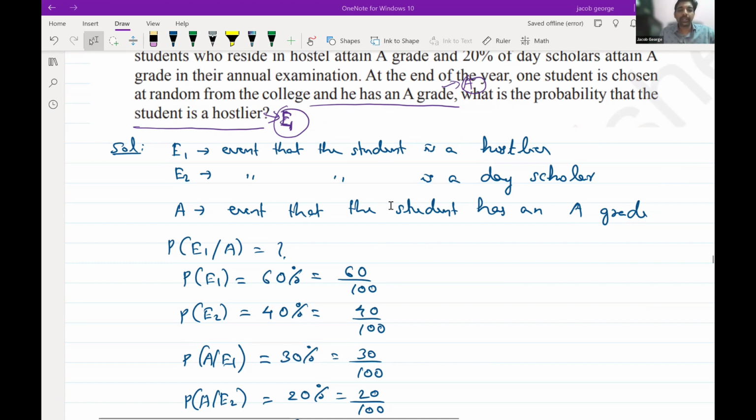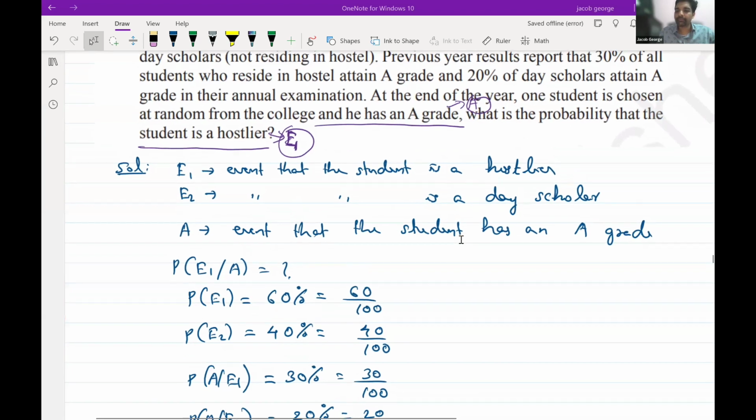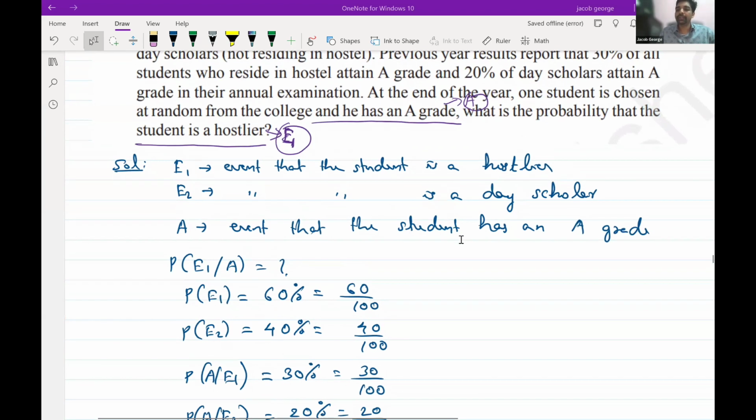Here, E1 we have selected: the student is a hostelier. E2 be the event that the student is a day scholar. Capital A be the event that the student has an A grade. Here we have to find P of E1 given A. That we easily get from the last sentence: what is the probability that the student is a hostelier? Means E1, A is already given. P of E1 given A.